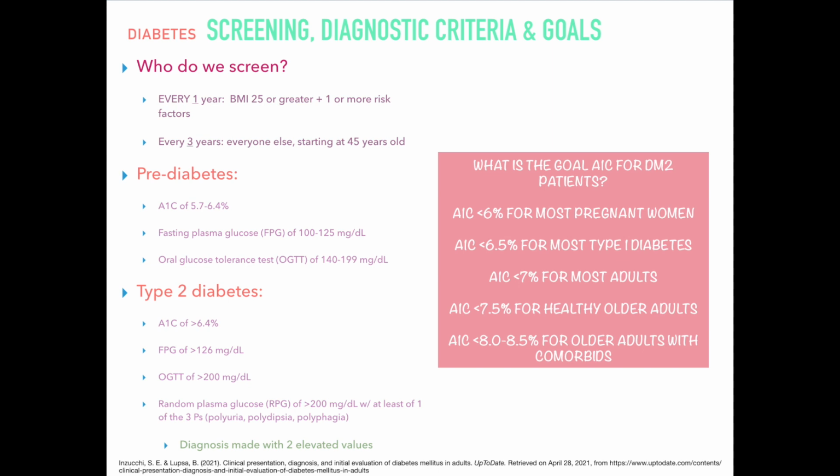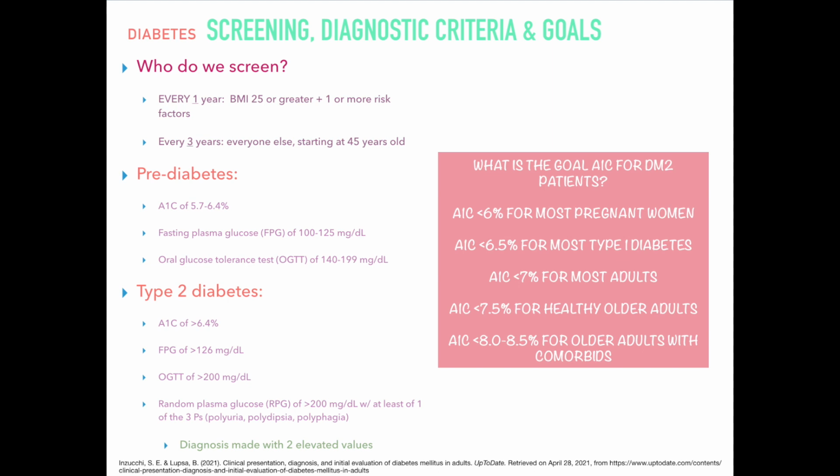So I listed for you here the pre-diabetes and type 2 diabetes numbers. It's really easy to remember when you just remember pre-diabetes, and then everything above those ranges are going to be your type 2 diabetics.